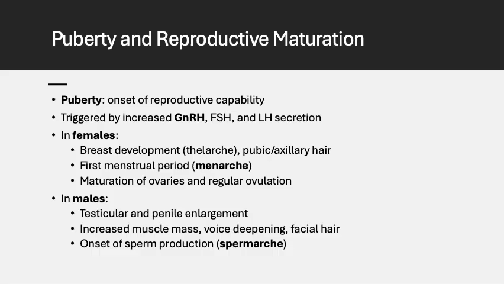Puberty marks the transition from childhood into reproductive maturity. It begins when the hypothalamus increases GnRH secretion, stimulating the pituitary to release FSH and LH. In females, these hormones activate the ovaries, leading to breast development, growth of body hair, and eventually menarche, the first menstrual period. Over time, ovulation becomes regular. In males, LH and FSH stimulate the testes, causing growth of the penis and testicles, deeper voice, facial hair, and the beginning of sperm production. These changes also involve increased secretion of sex hormones, estrogen in females and testosterone in males, that drive physical and emotional maturation.